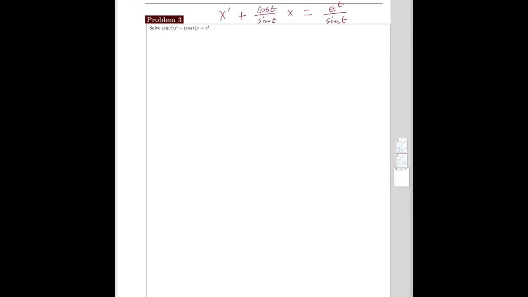Okay, so I'm going to find the solution to the corresponding homogeneous equation. So the corresponding homogeneous equation is x prime is equal to minus cosine of t over sine of t x. And if I divide both sides by x, what this tells me is log x of t prime. Remember, x prime over x is log x of t prime. This is equal to minus cosine of t divided by sine of t.